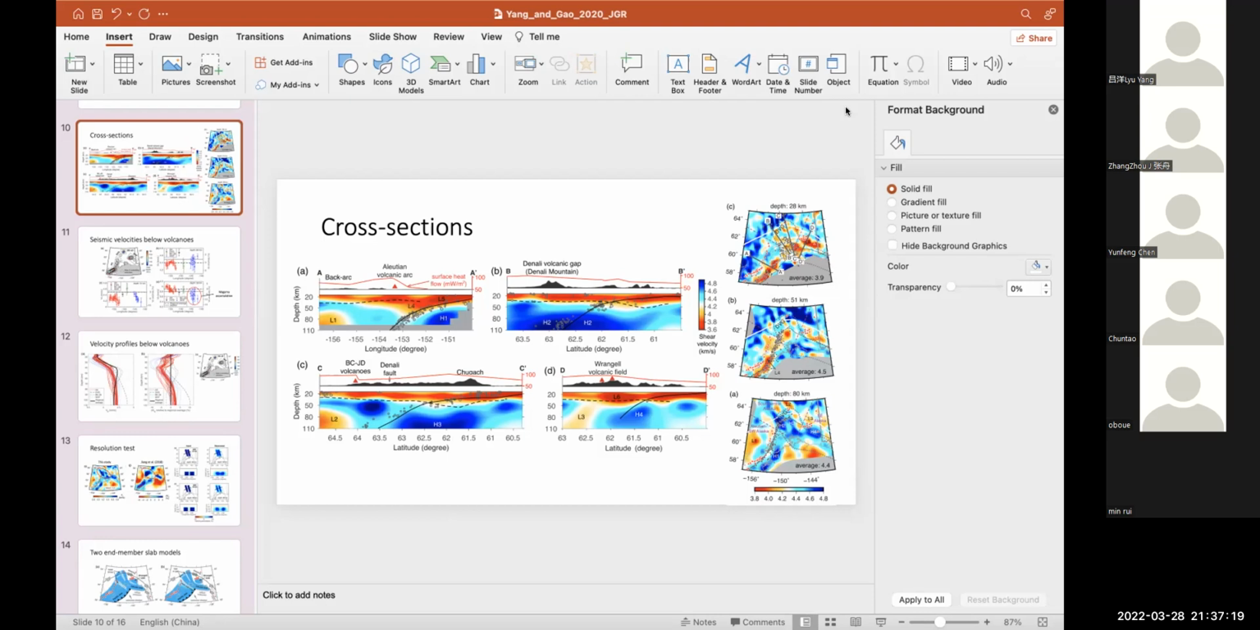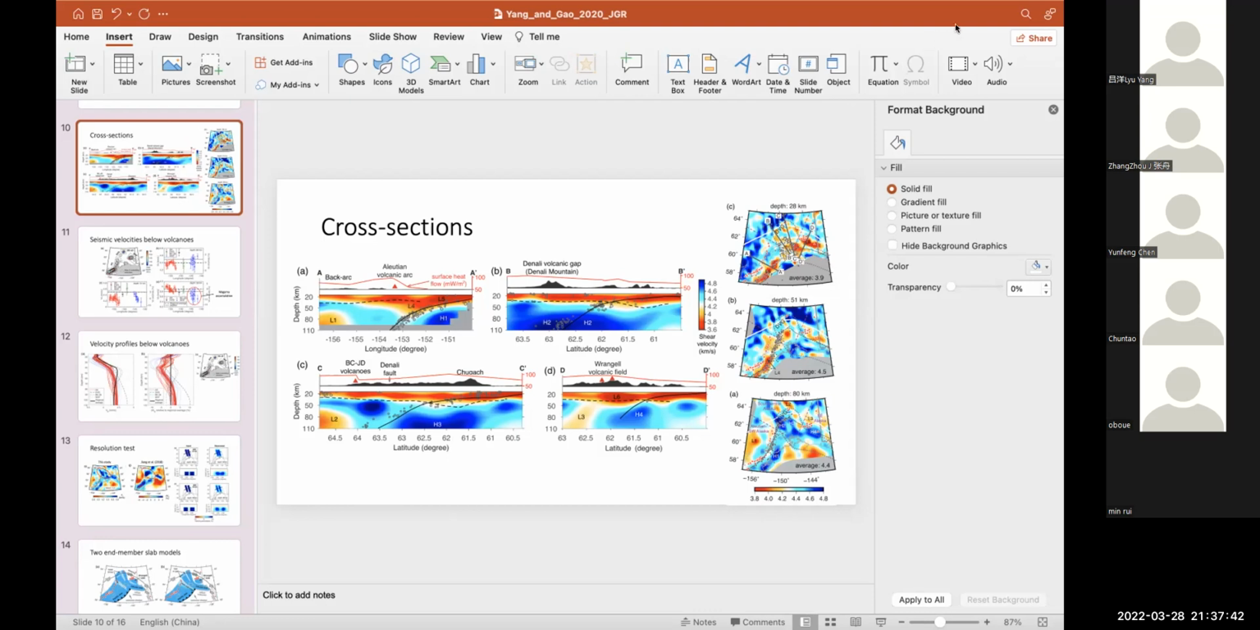Hello, could you hear me? I'm Xiaotao. Yeah. Nice talk, I think. So could you explain more about the last two slides, and explain more about why there are no volcanoes beneath the gap area?